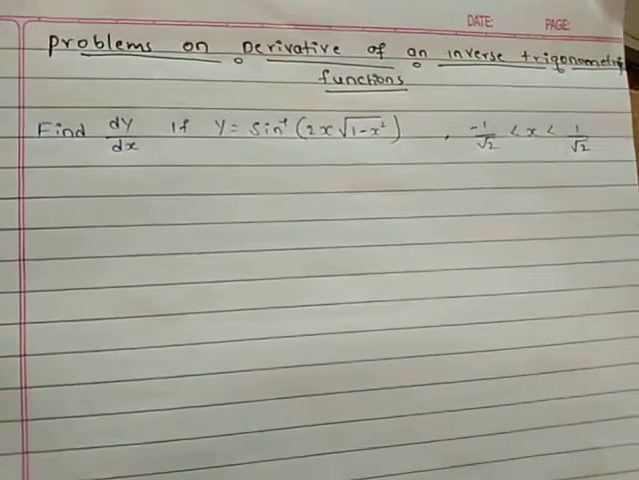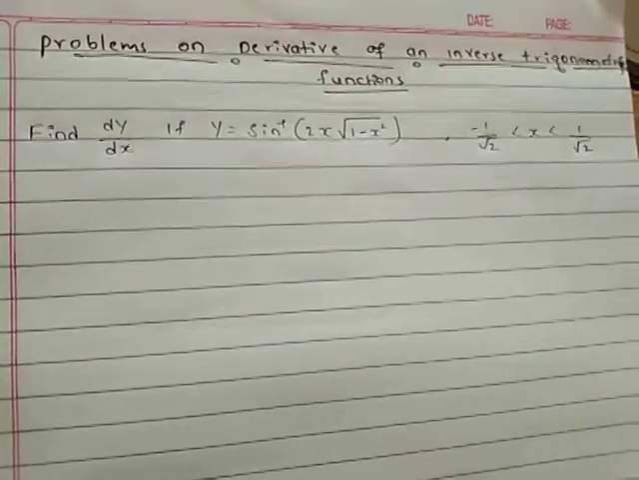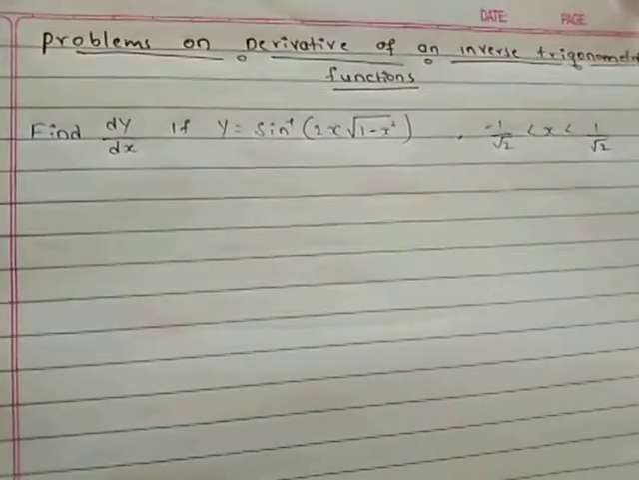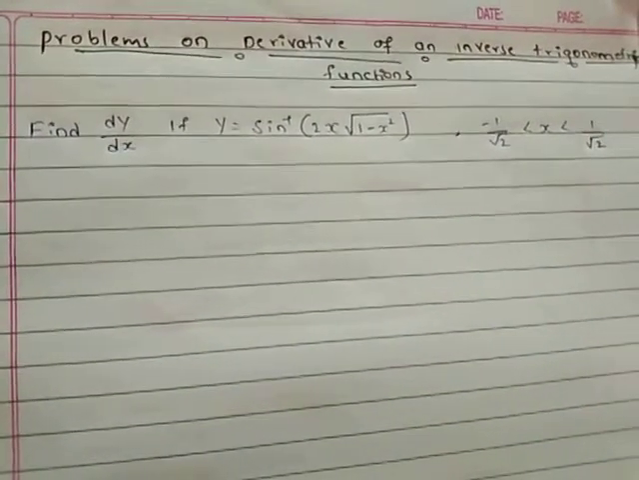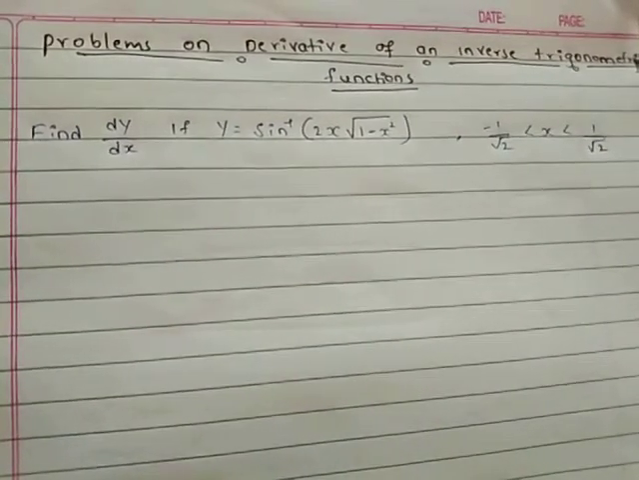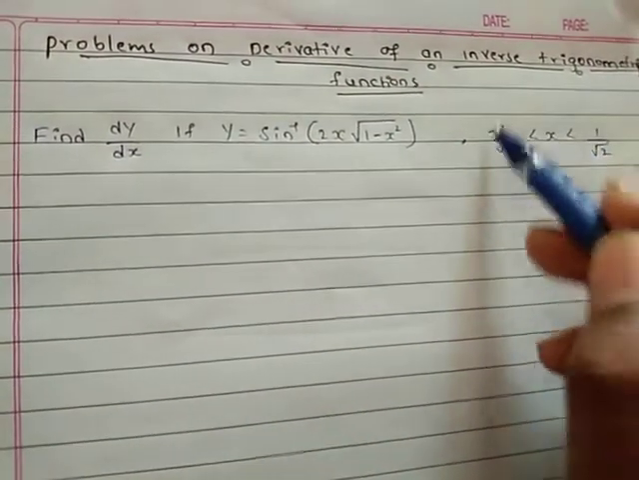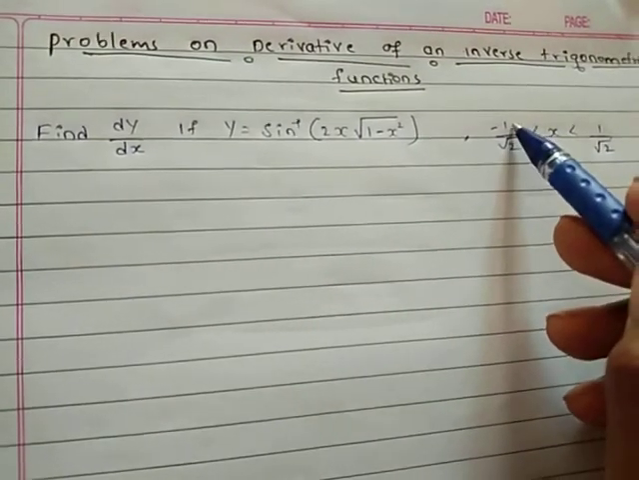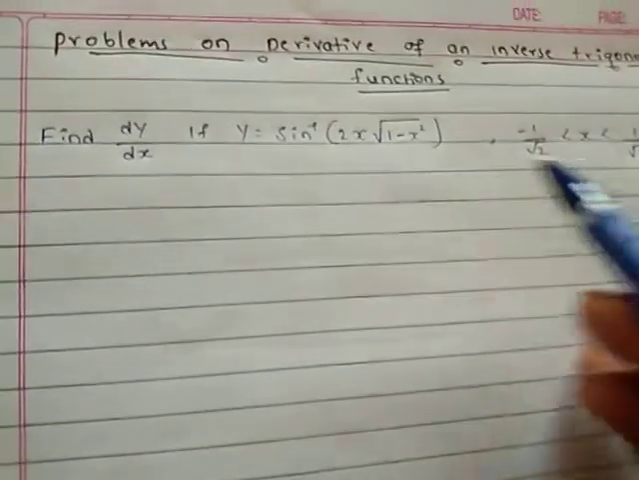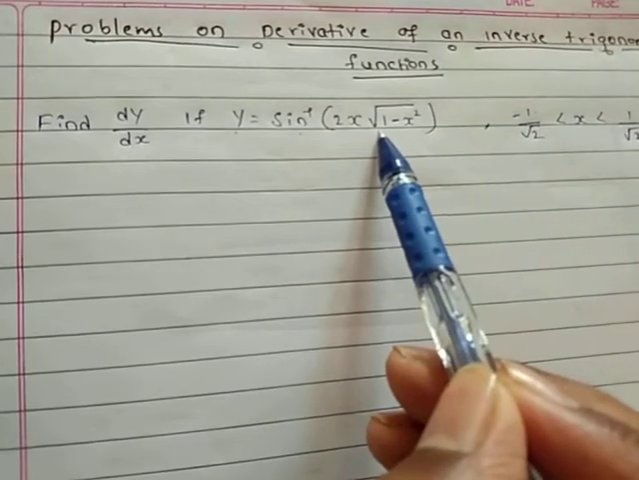So the first problem is: find dy by dx if y is equal to sine inverse of 2x root of 1 minus x square, and they have given the condition that x lies between minus 1 divided by root 2 to 1 divided by root 2. Observe the given domain, where x is going to be between minus 1 divided by root 2 and 1 divided by root 2. Clear?